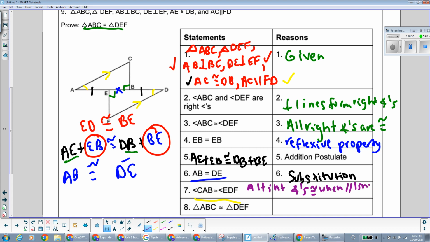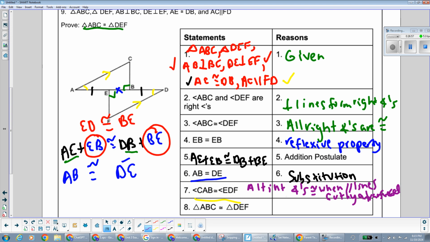when parallel lines are cut by a transversal. I abbreviated because I'm trying to move fast through this video. You can write out the full words: alternate interior. And now let's see why the triangles are congruent.